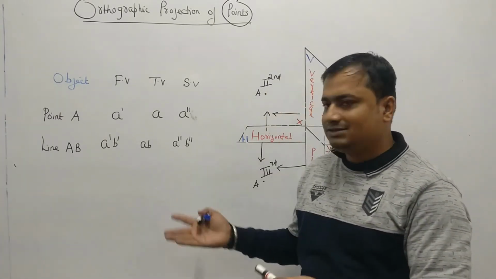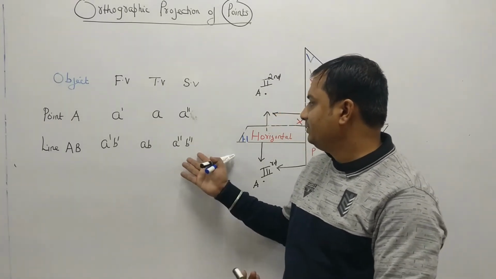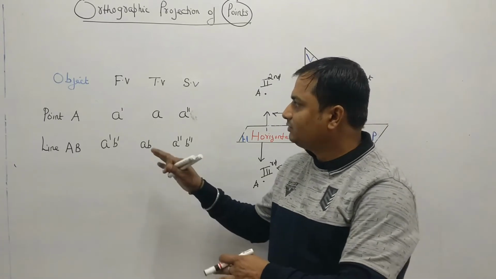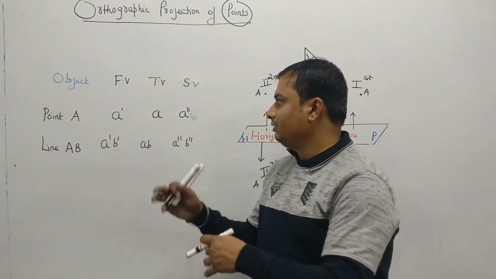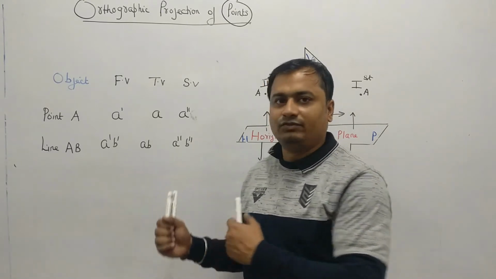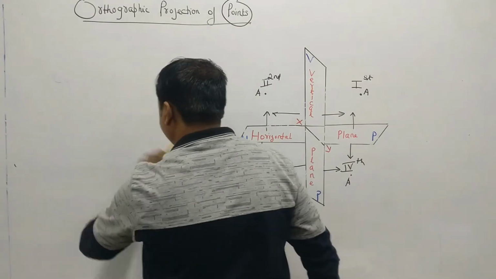Similarly, if the name of the line is CD, the front view becomes C dash D dash, top view CD, and the side view will be C double dash D double dash. That depends on the name, right? So we are going to use the notations accordingly for the front view and top view. Okay, coming to the first case of the point.